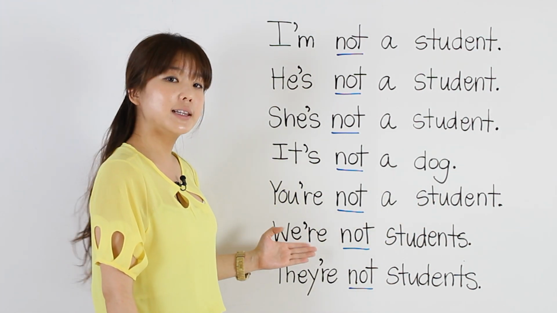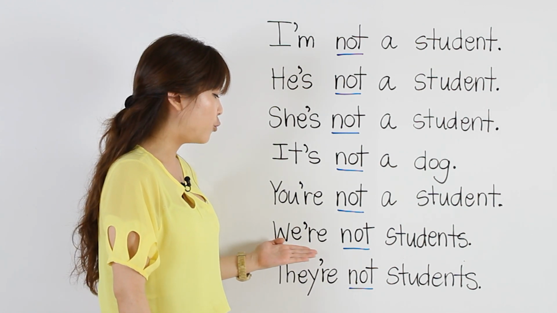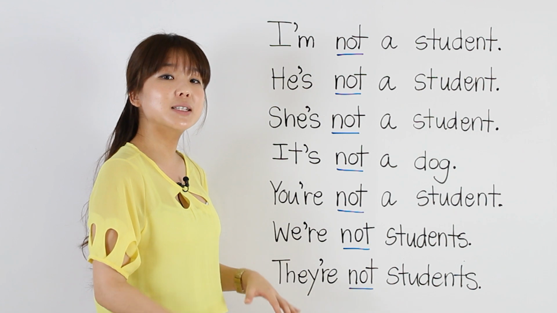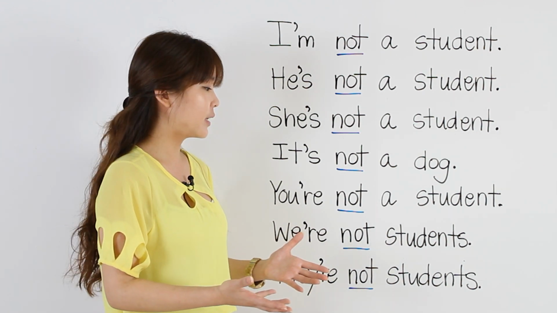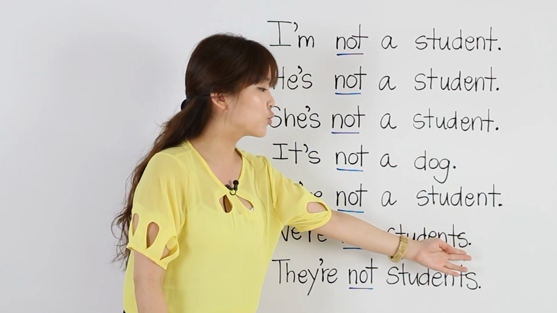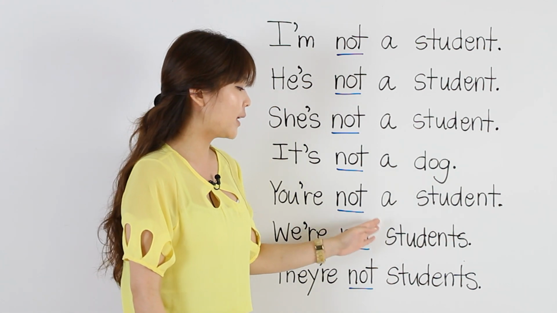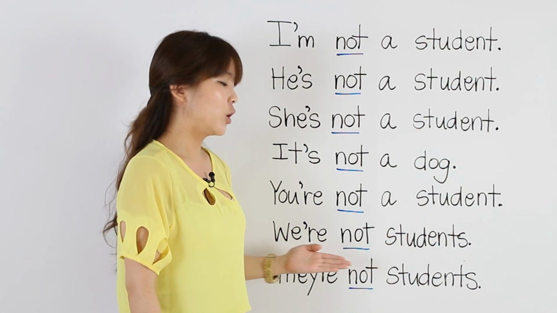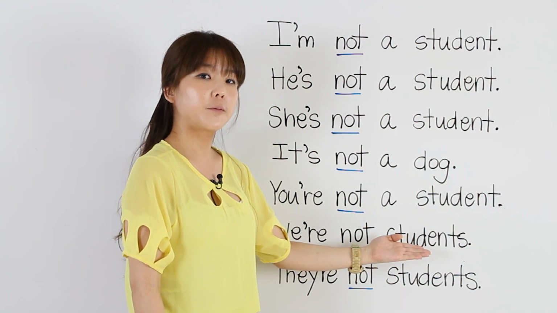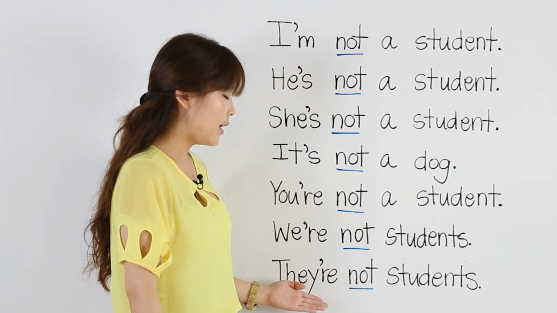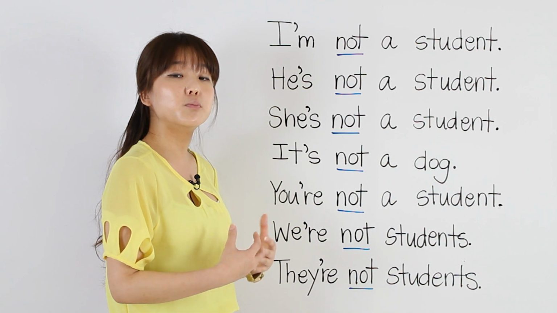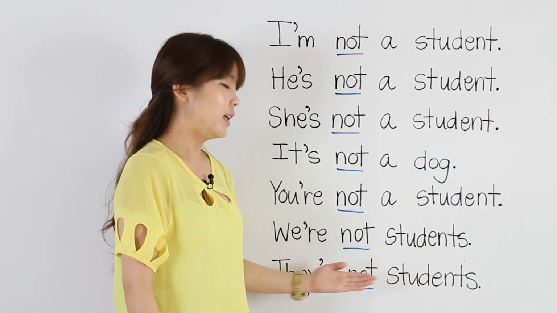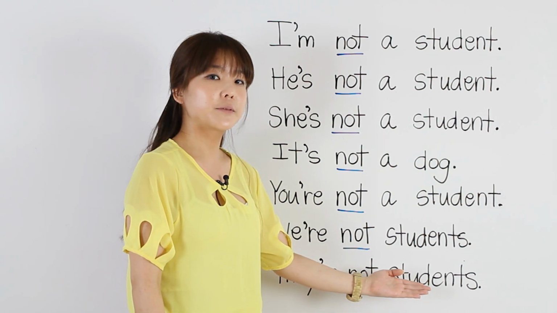The next one is a little bit different. We have we are, we're. Now, remember, we means more than one, many. So we say students. We put an S and we don't put an A in front. We're not students. Okay? And they're is the same thing. It means more than one. So, they're not students.